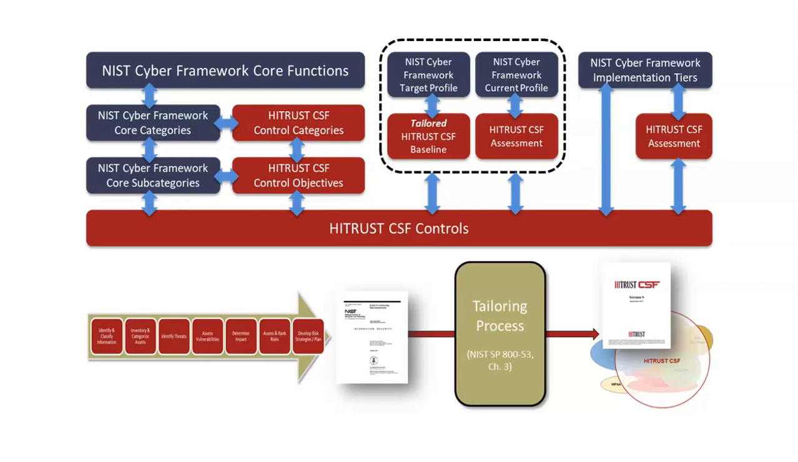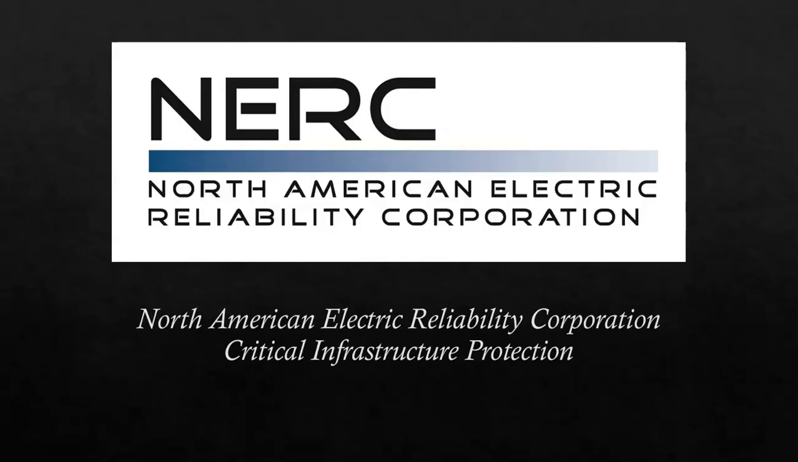Next is the North American Electric Reliability Corporation Critical Infrastructure Protection. This particular standard is published as a set of standards designed to enforce good cybersecurity practice and provide an auditable framework for compliance. This framework has been influenced by the NIST standard, but is a standalone framework specific to the power industry.